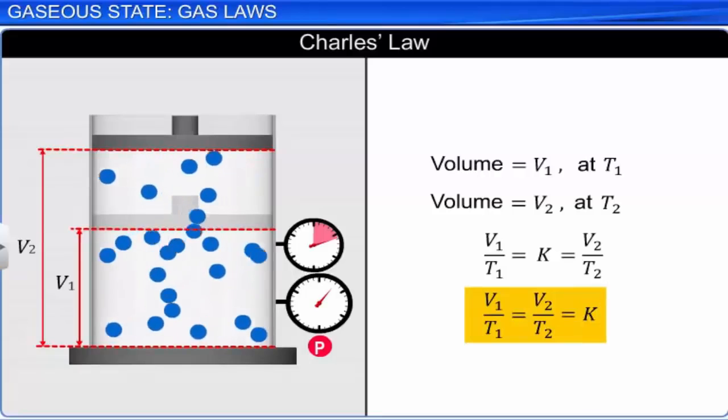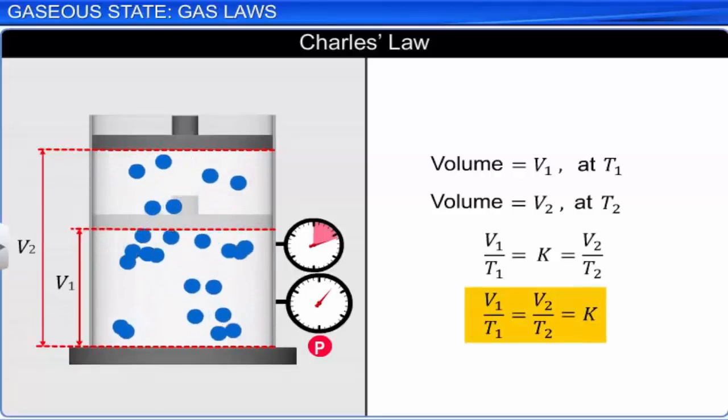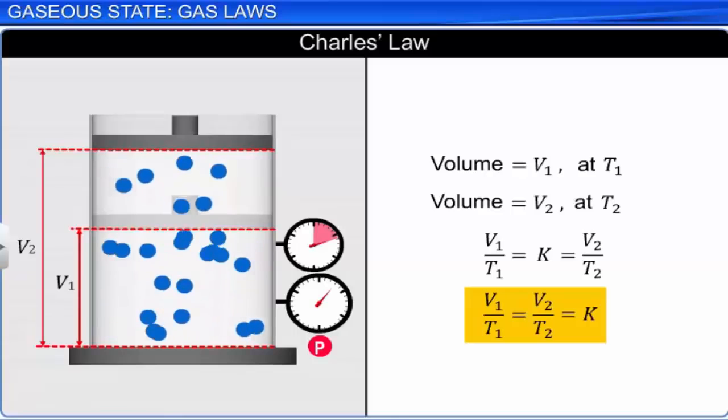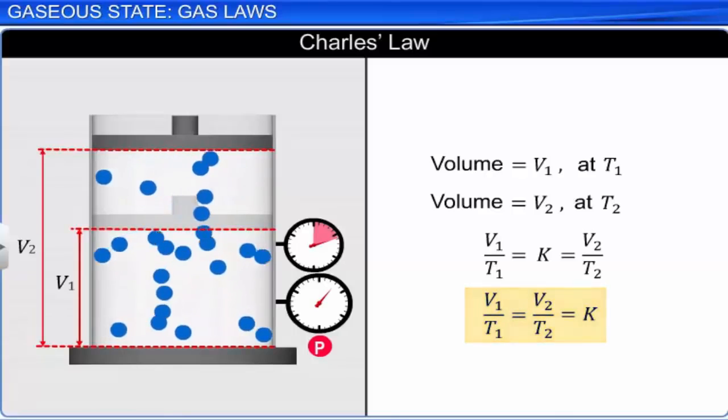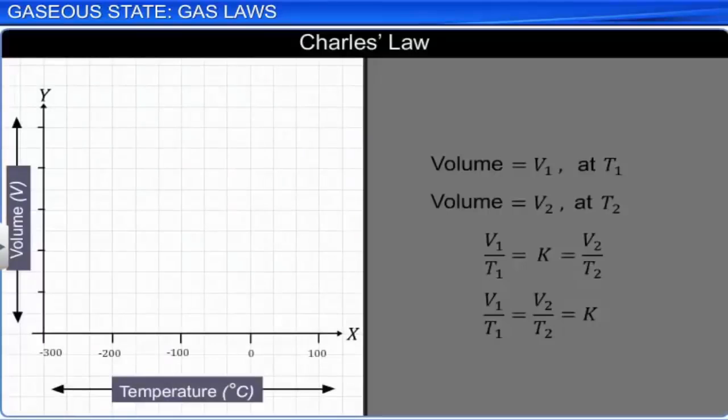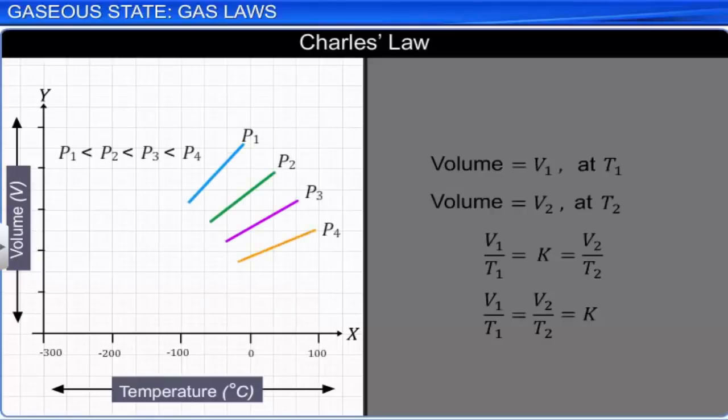For a given amount of gas, if we plot the variation of volume versus temperature at different pressures, we get different straight lines corresponding to each pressure. These lines are called isobars. You can observe all the straight lines, on extending to 0 volume, intercept the temperature axis at minus 273.15 degrees Celsius.